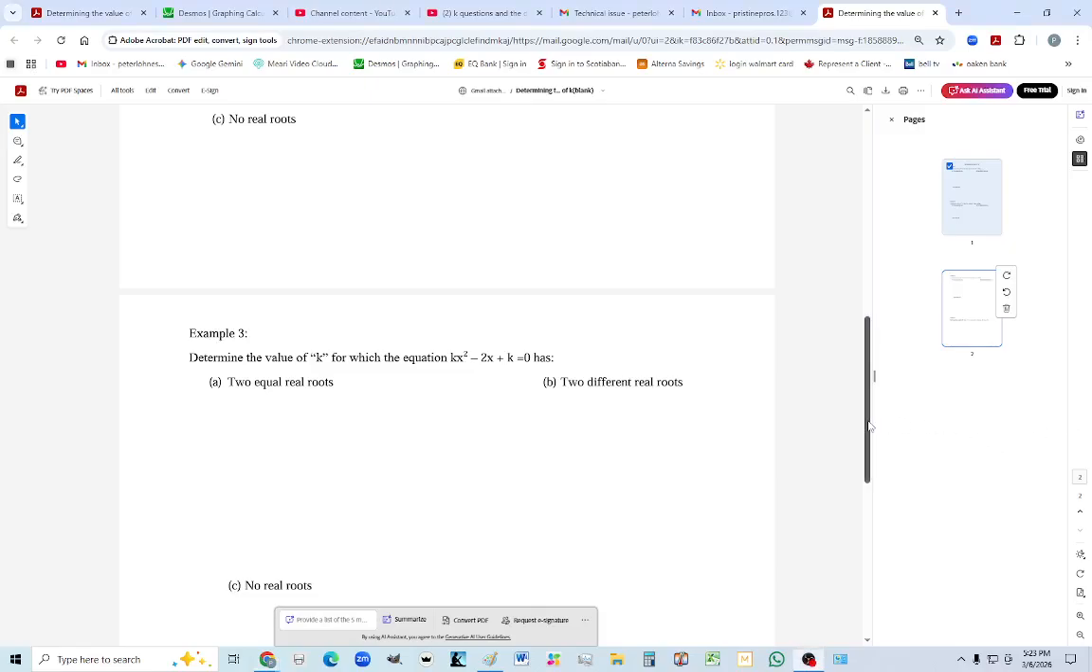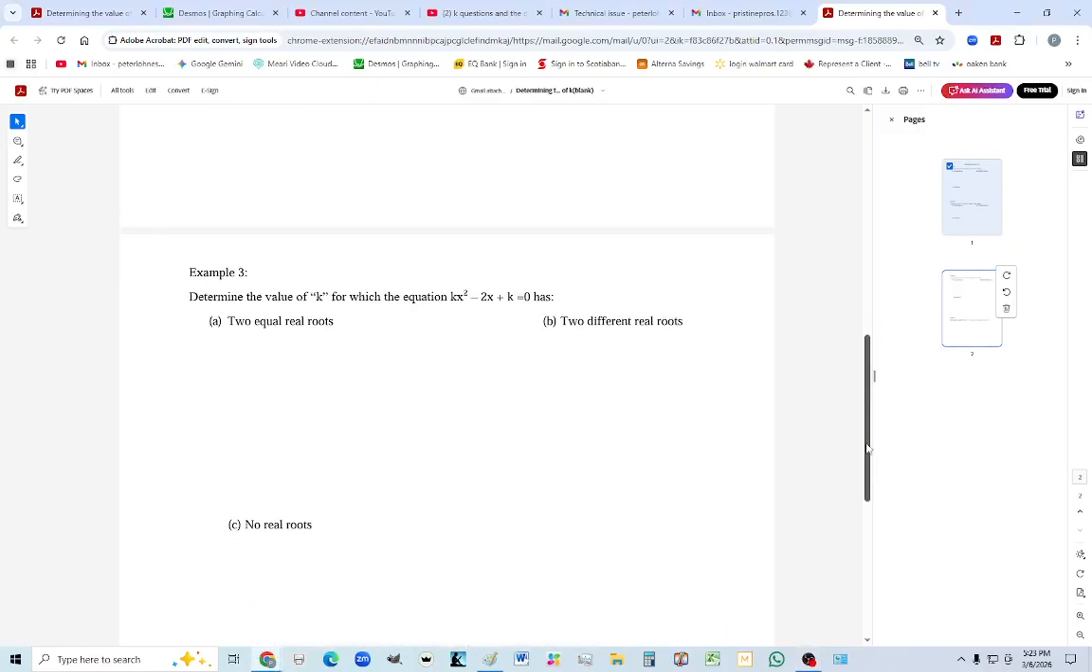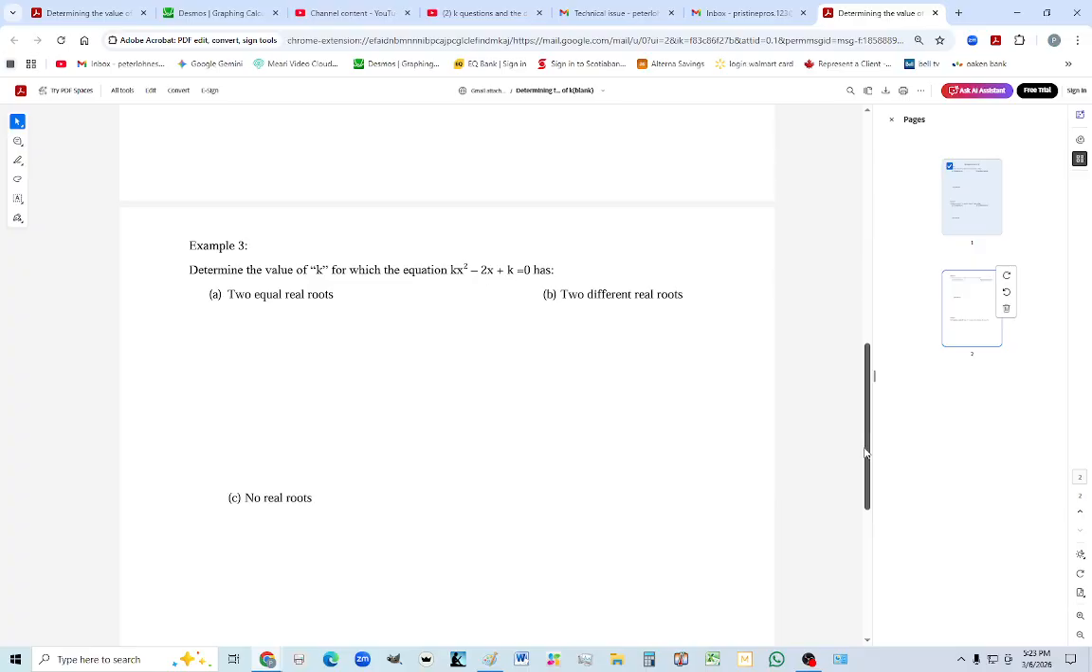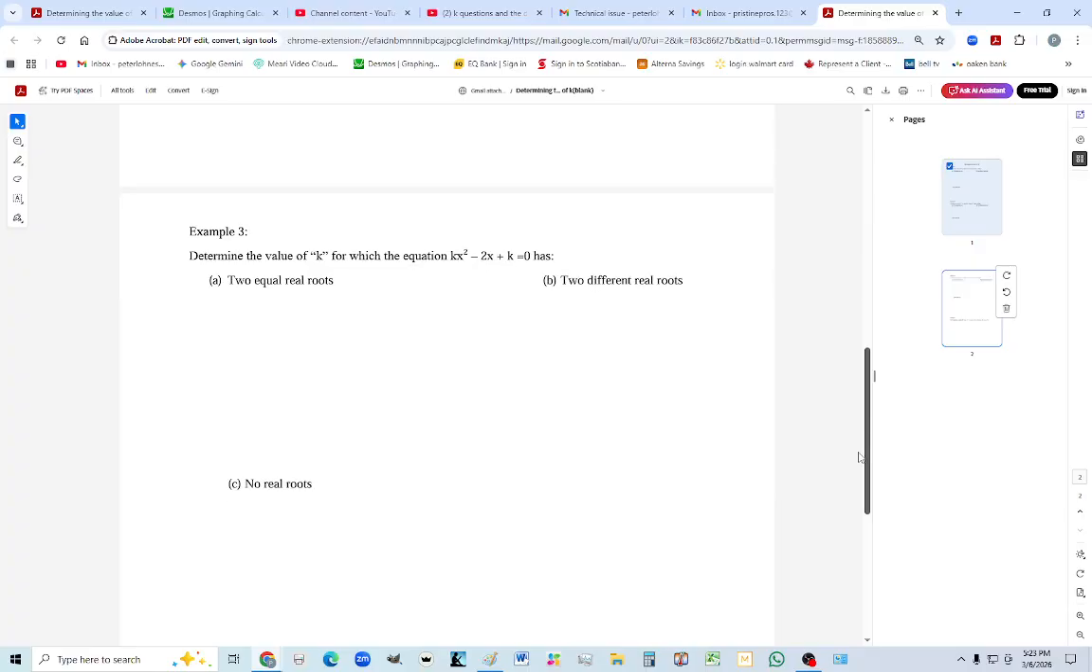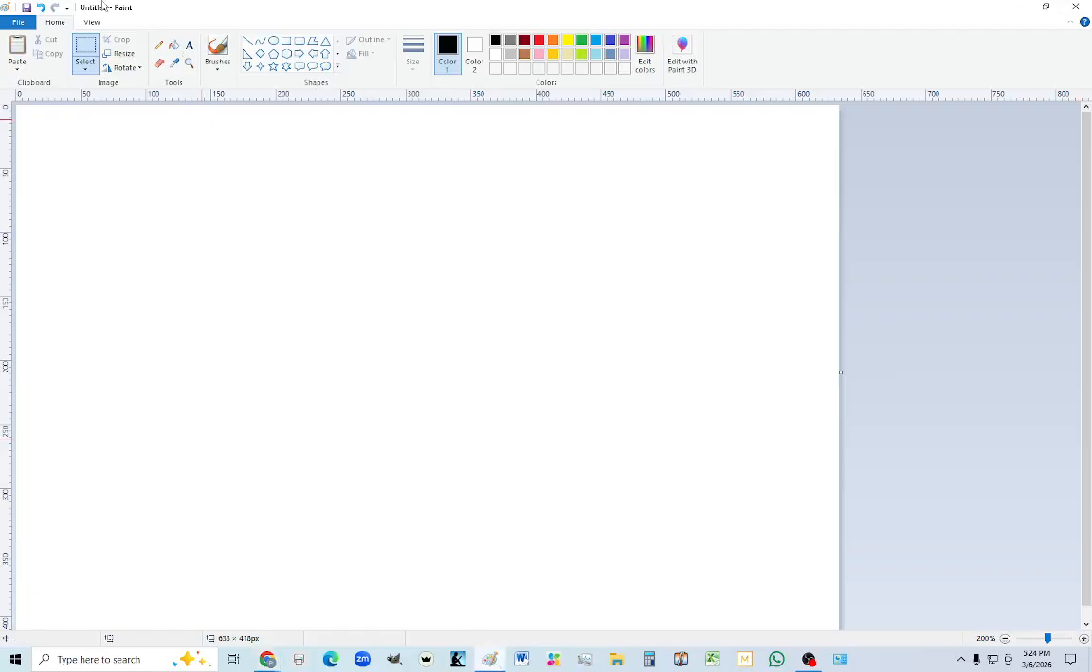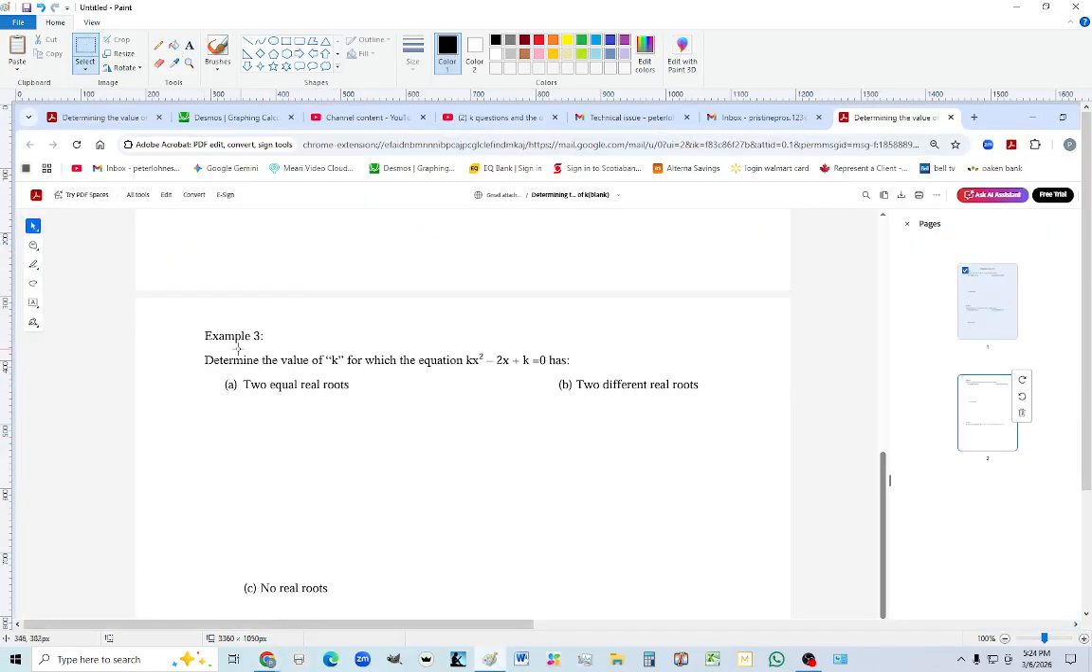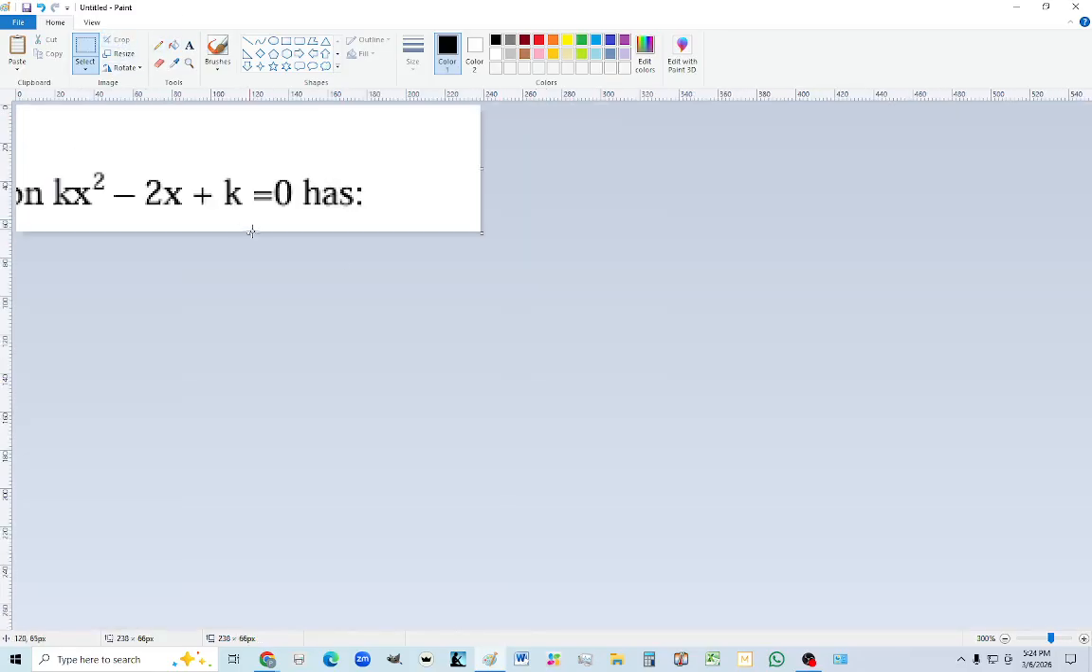Okay, so let's continue. Determine the value of k for this equation. And again, two equal roots just means the vertex is on the x-axis. Two different roots means it hits the x-axis twice. No real roots means it doesn't hit at all. So it's the same thing over and over again, okay? So I'm going to sort of speed up. They're just changing where the k is, and they're making the divisions different.